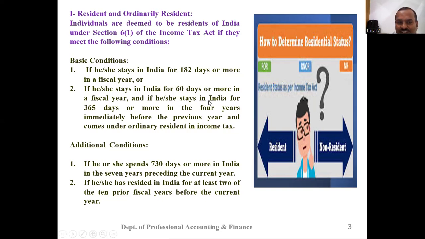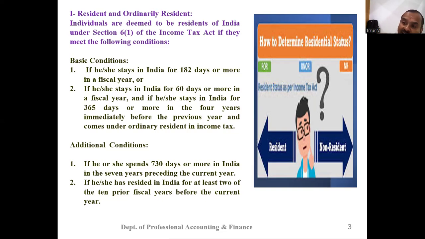Which are the basic conditions? There are two basic conditions, and there are two additional conditions. On the screen, you can make out which are those two basic conditions and which are those two additional conditions. Basic conditions: if an individual stays up to 182 days in the previous year, that is, for this assessment year 23-24 is the previous year, if the minimum period of 182 days he was there in India in the previous year, he or she satisfied the first basic condition.